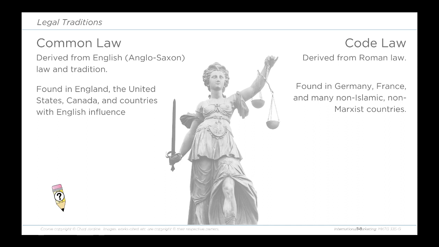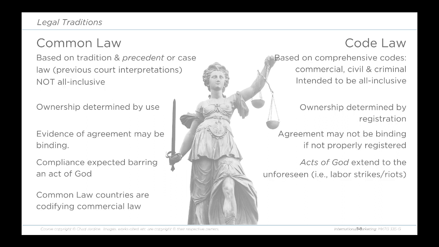Common law is derived from English traditional law. It's found in England, the United States, and Canada, also countries that are influenced by them, whereas code law comes from the Roman Empire. You see it in Germany, France, and a lot of the non-Islamic and non-Marxist countries. Code law is really common, like Japan is a code law country. It's more common in other places.